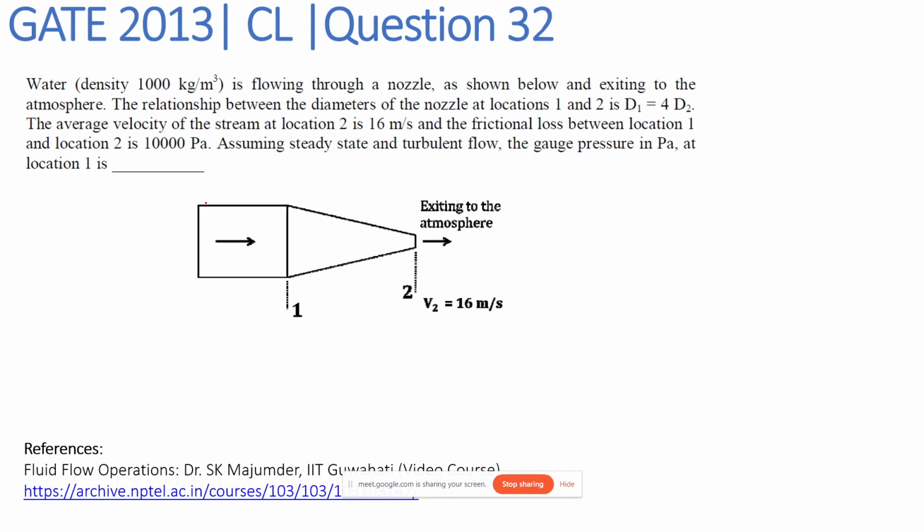So in this question, we have been given a nozzle where we are considering these two reference points, 1 and 2. At point 2, we have been given the average fluid velocity of 16 meter per second, and we haven't been provided the velocity v1 at point 1, and we have been asked to find the gauge pressure at location 1. So the first task that we will do is use Bernoulli's theorem to calculate the pressure at this point, and then we can change it into gauge pressure.